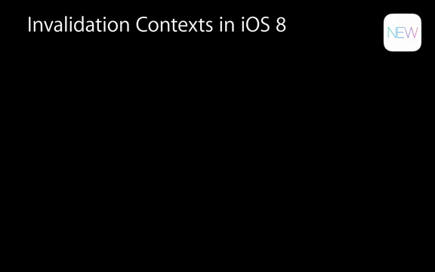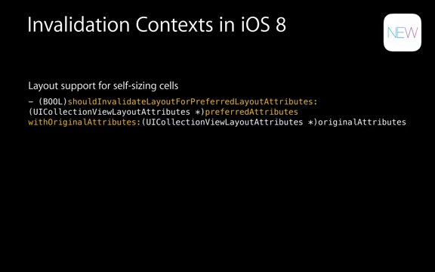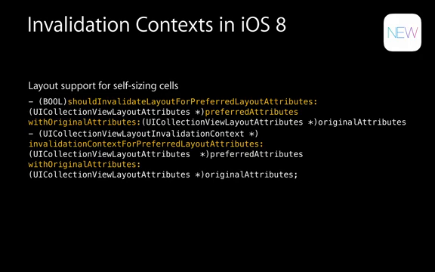The other feature we're adding to help you with self-sizing cells in your custom layout is a way to invalidate for specific attributes. And that's a new method on UICollectionViewLayout. If a cell returns a different size, for instance, different layout attributes, we're going to ask you if we should invalidate the layout. And because we want fine-grained invalidation, we have an override point in the invalidation context for preferred attributes based on the original attributes.